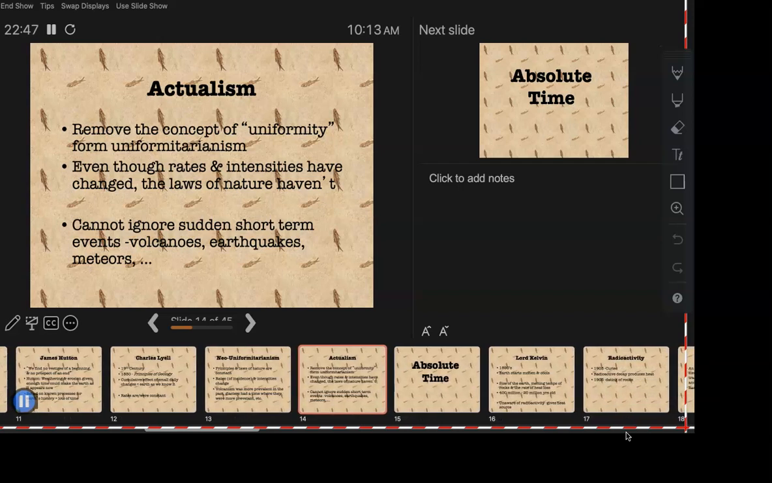And that gave way to actualism. All right, what I've been babbling about. Remove the concept of uniformity from uniformitarianism, and you just end up with itarianism. That's how they changed the name to actualism. What's actually happening?